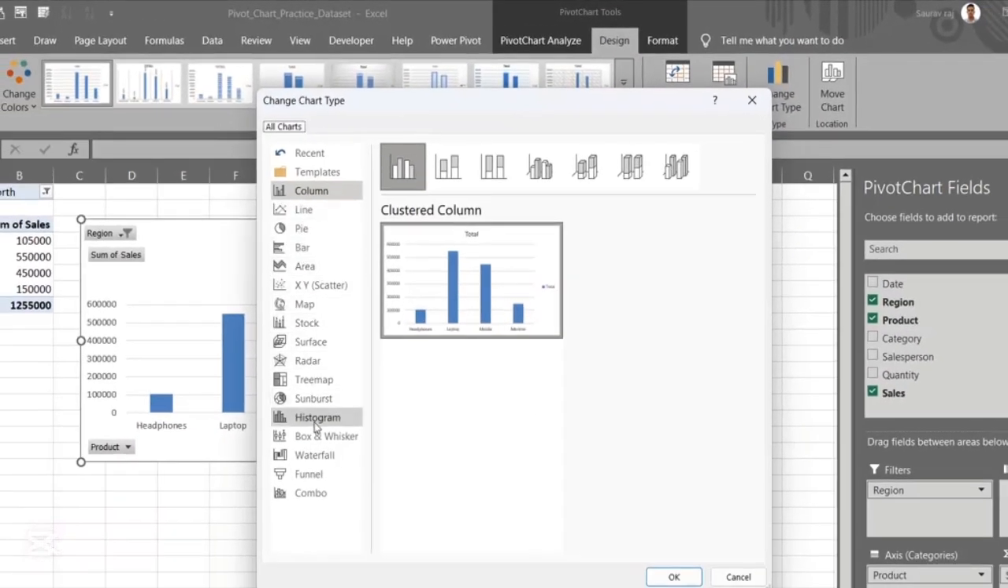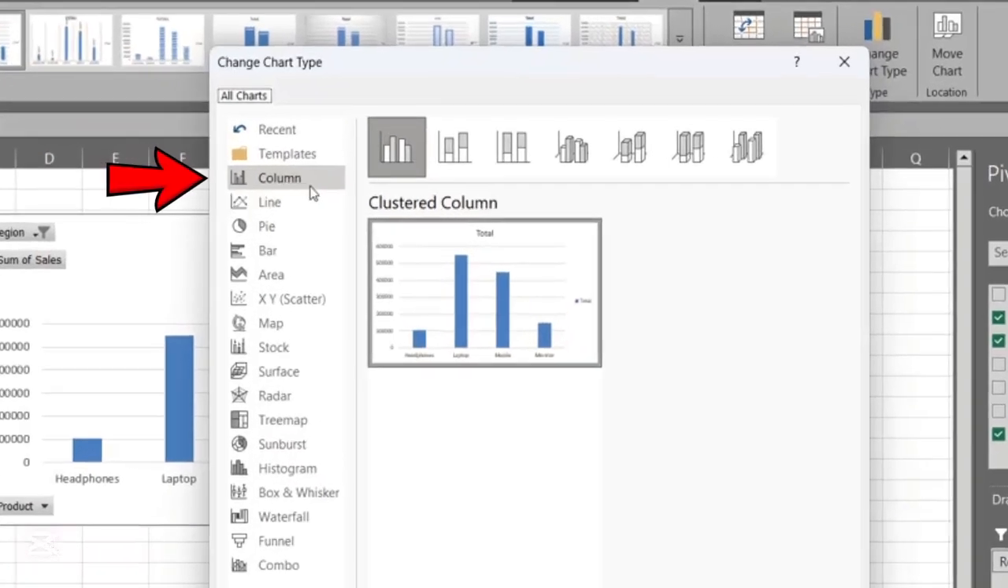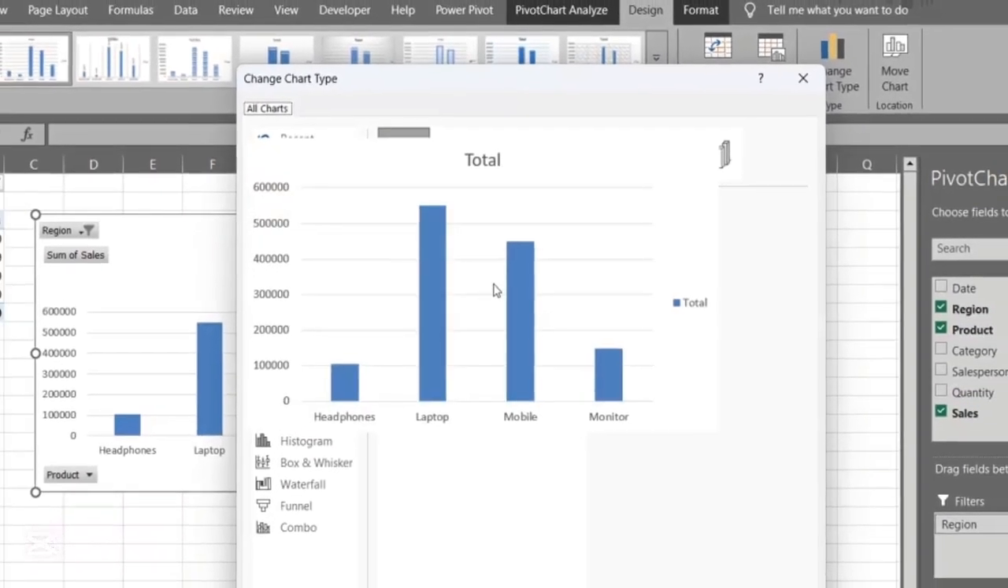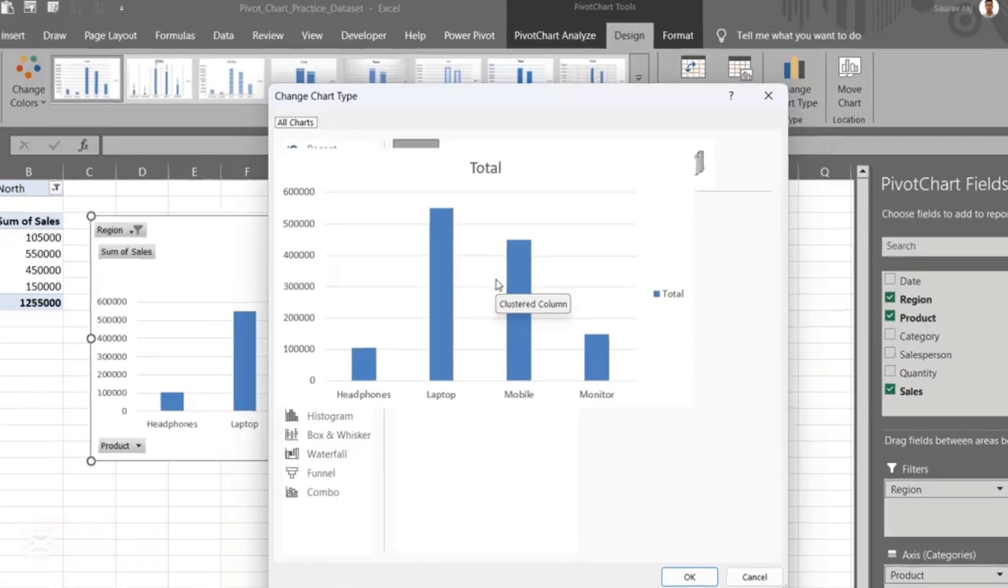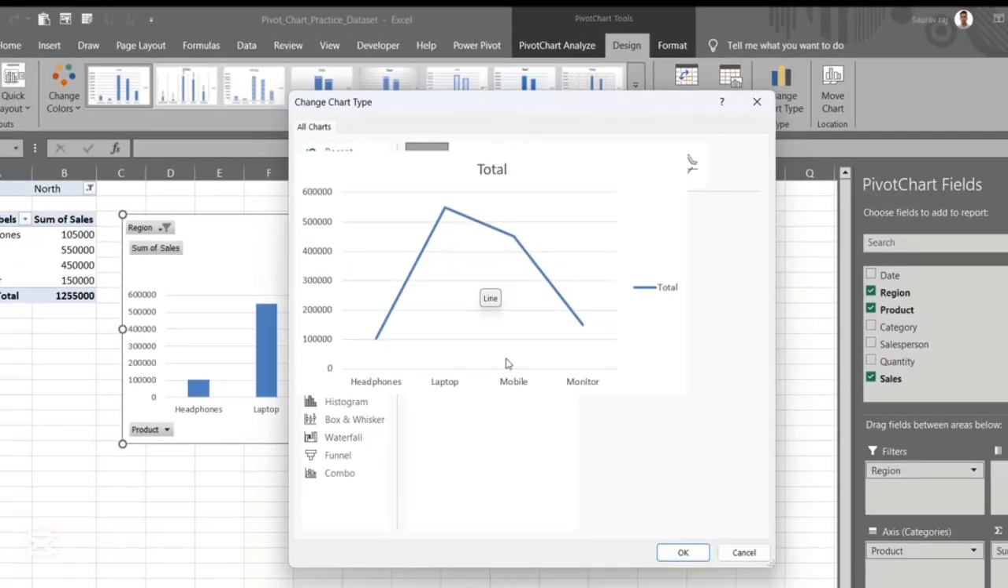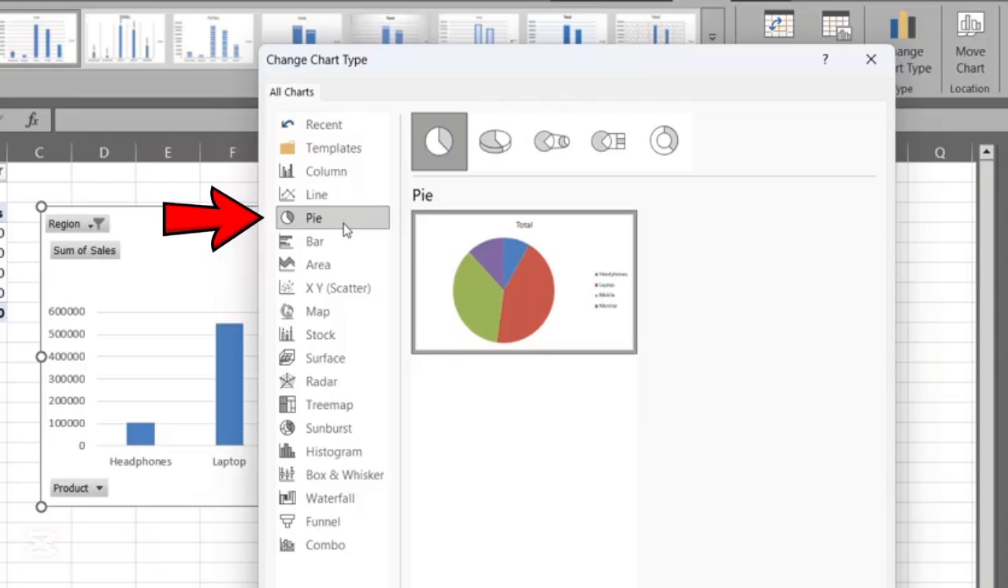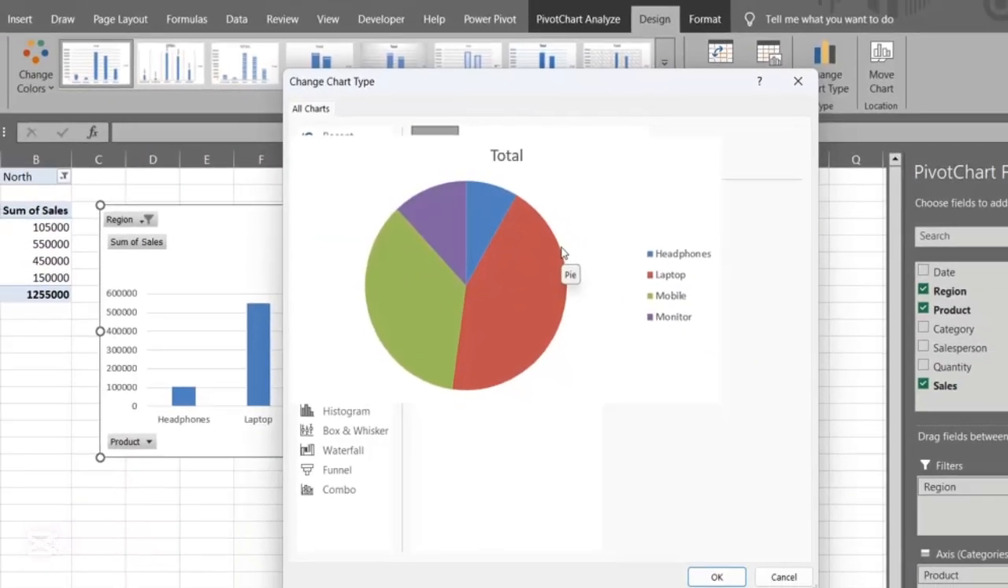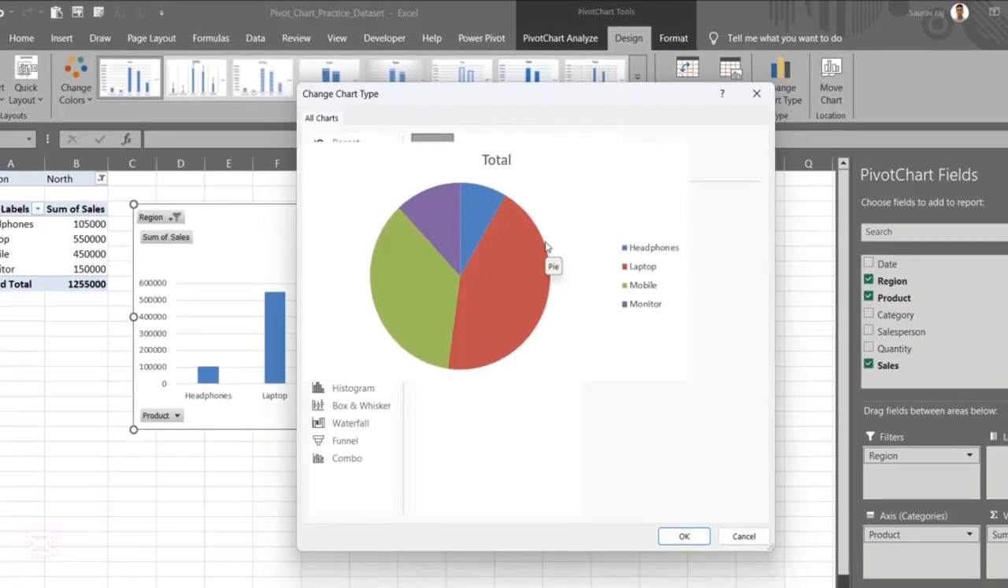There are different types of charts. Column, which I have already told you, is for comparing categories. Line chart is to show trends over time. And the pie chart shows what percentage of the total each category contributes.